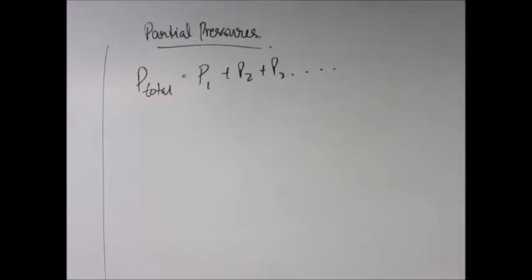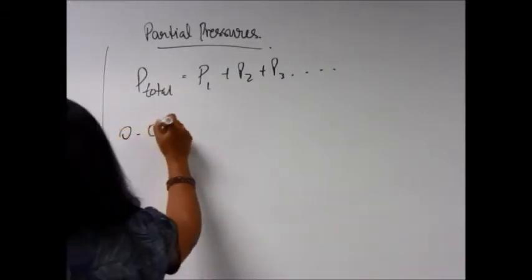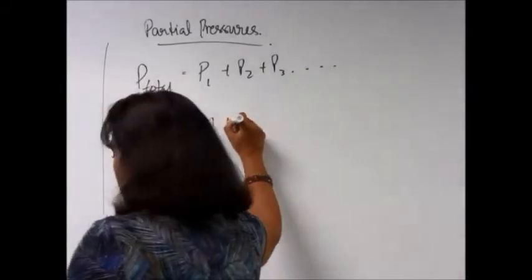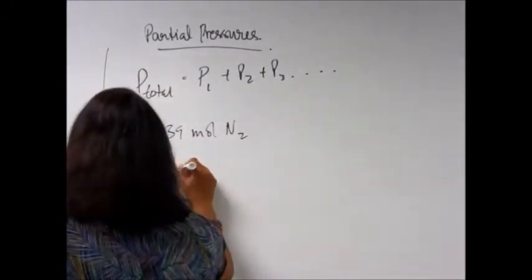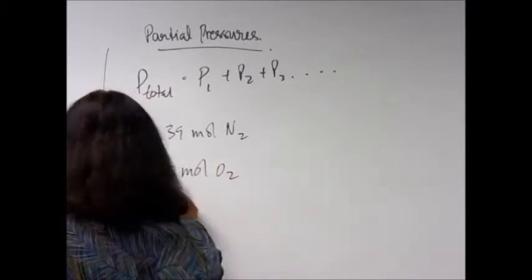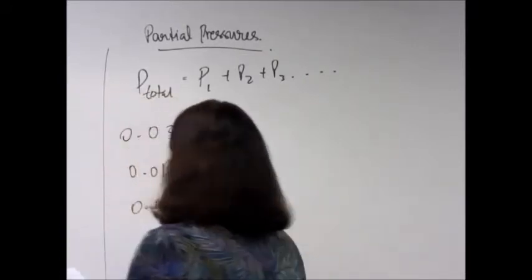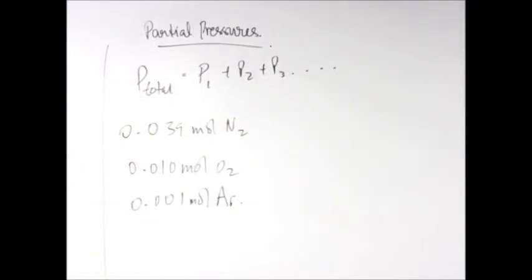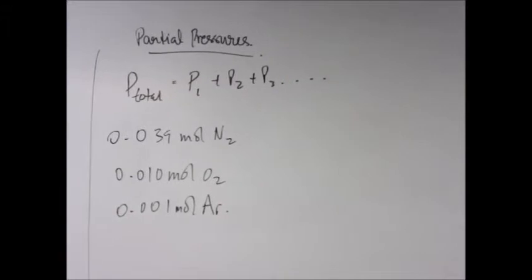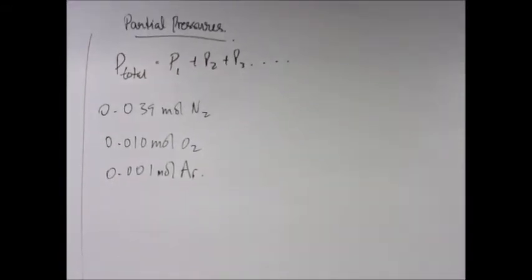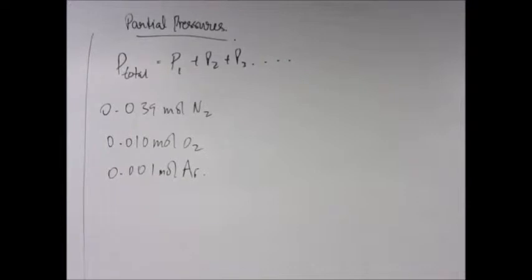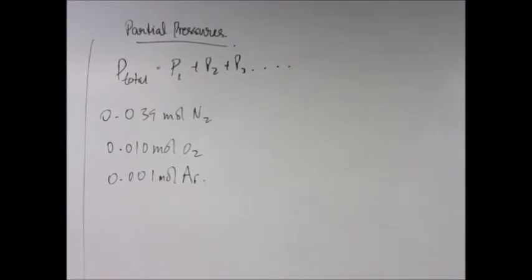So question number 1: a sample of air collected at STP contains 0.039 moles of nitrogen, 0.010 moles of oxygen, and 0.001 mole of argon. So you have 3 gases in there. Find the partial pressure of oxygen. And this is at STP, a critical thing to know also, that we're working at STP. Do you remember your conditions? 0 degrees, 1 atmosphere. What's the volume at STP?